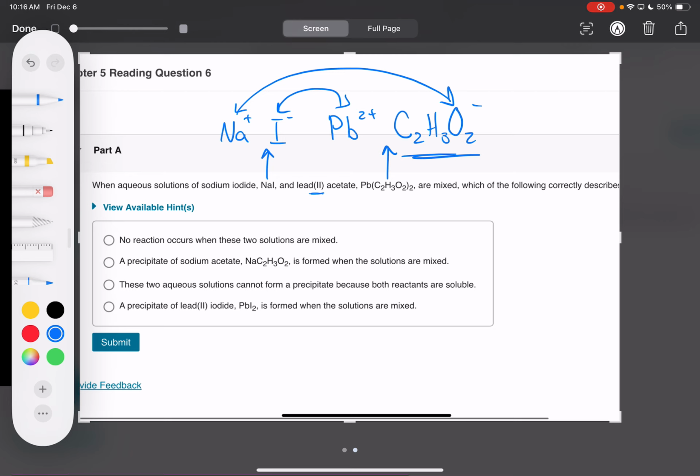So I need to go to my solubility rules, and it says both sodium and acetate actually are always soluble. Let's just go with the sodium rule though, because it's the first one. So all sodium compounds are soluble. So I do form NaC2H3O2, but it's aqueous. So it is formed, but it is not a solid.